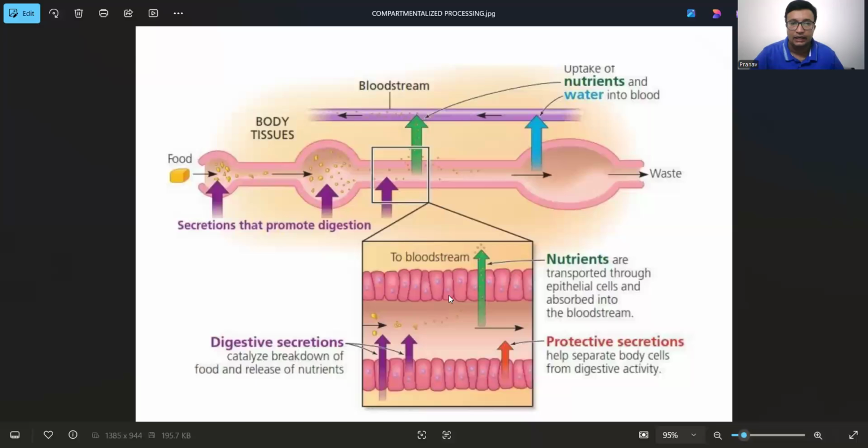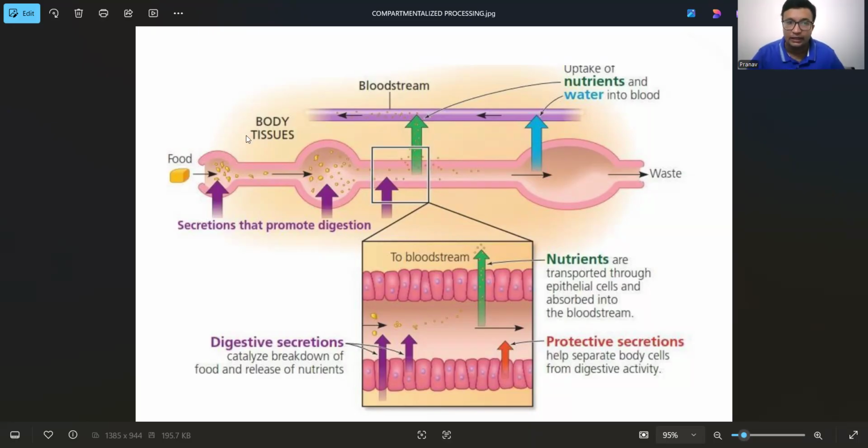So that's very clear. Animals would have compartmentalized processing. Compartmentalized processing simply means what you see here on your screen right now. So here you can see that on the upper side of the diagram, the alimentary canal has been shown. So this is the digestive tract. The cells lining the digestive tract will secrete digestive juices, and digestive juices contain enzymes for digesting the food. So food is digested into the lumen of the digestive tract.